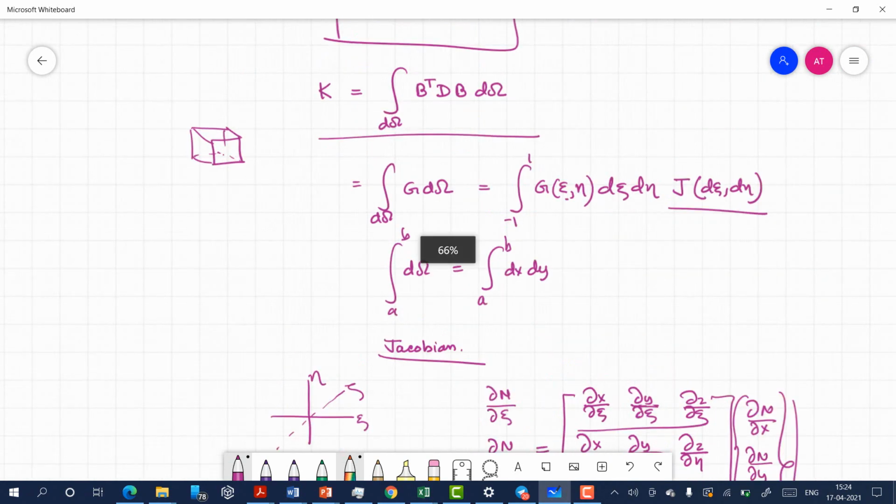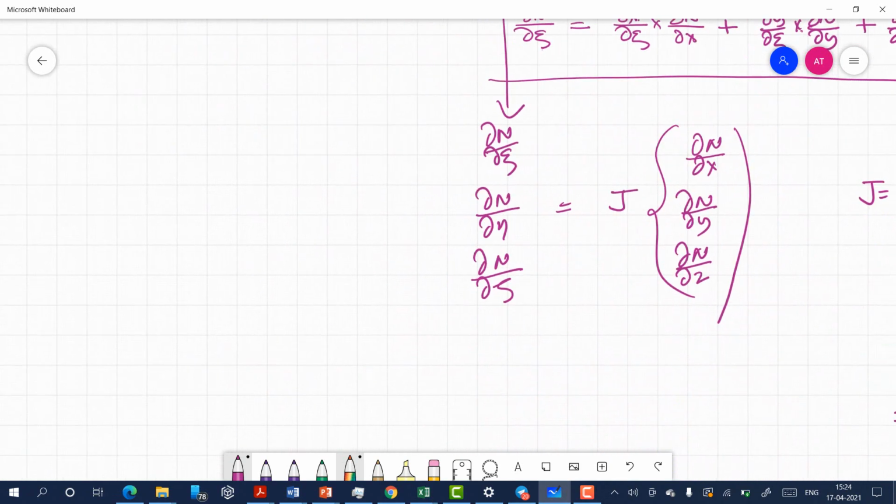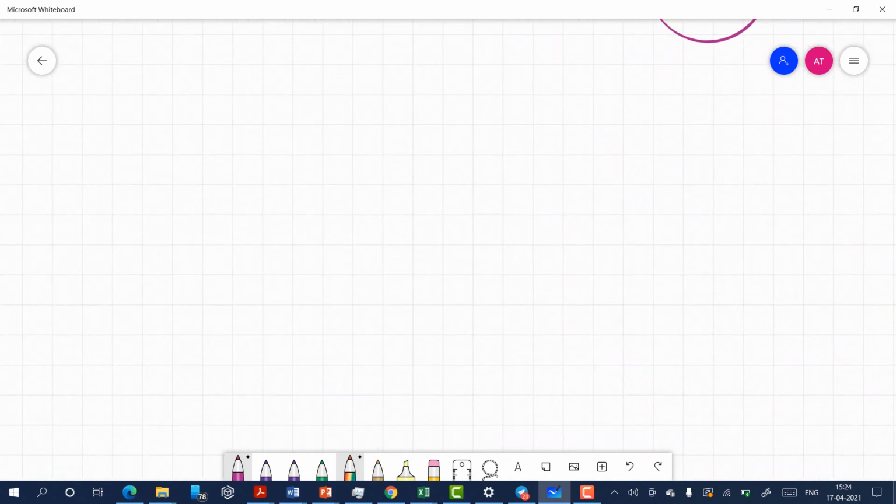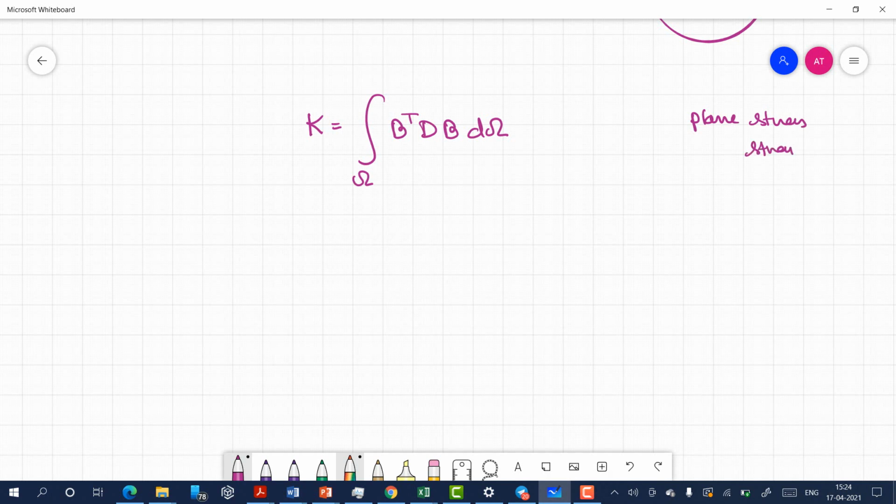So this was our integration which we have to perform to find out the stiffness matrix. So we will write it again. Our stiffness matrix which we have to calculate is the volume integration over B transpose D matrix B matrix d omega. This will be in 3 dimension. In 2 dimension we will have to define either plane stress or plane strain condition, and in both conditions we will have to tell what the thickness is.